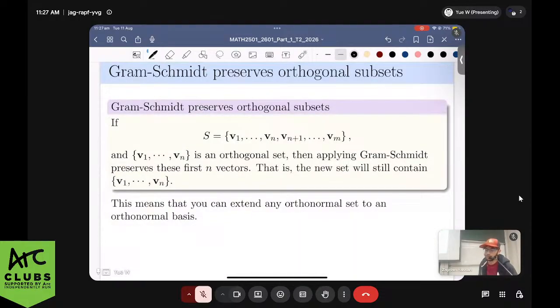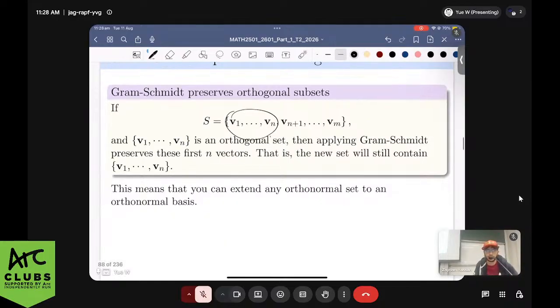A useful property is Gram-Schmidt preserves orthogonal subsets. What does that even mean? It means if you have S and the first few vectors, v1 up to vn, are already orthogonal, when you apply Gram-Schmidt, the new set you get will still have v1 up to vn, because Gram-Schmidt preserves this orthogonal subset. So if you notice the first few vectors of S are orthogonal, you don't need to waste much time finding them. They'll literally just be these.